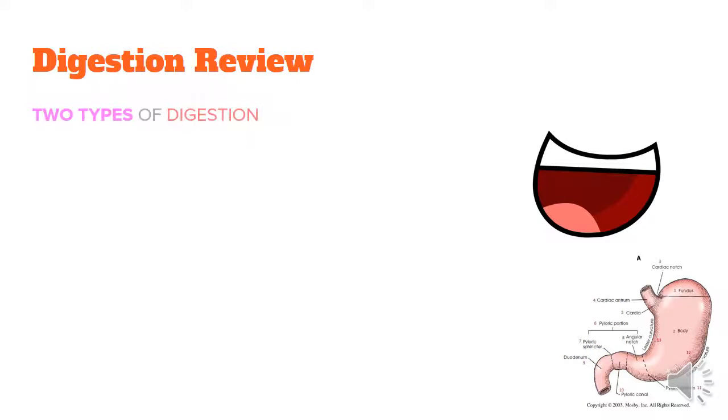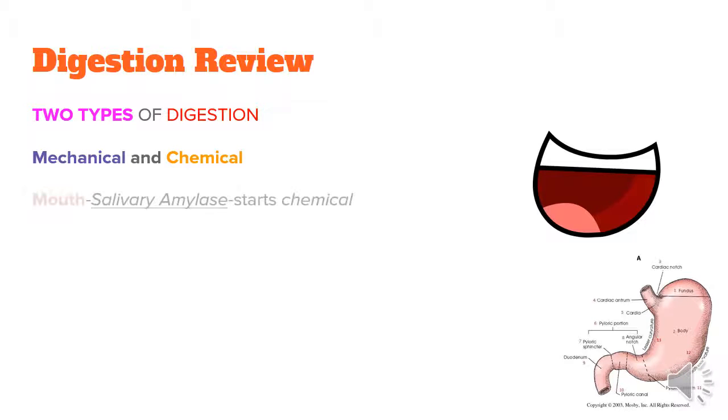All right, so there's two types of digestion, mechanical and chemical. The mouth uses salivary amylase, which starts the breakdown of carbohydrates. So it deals with starches, okay?